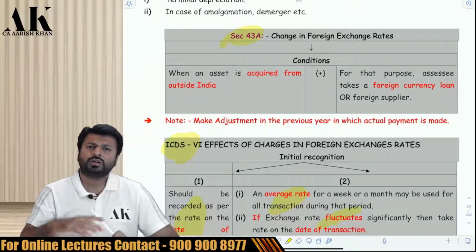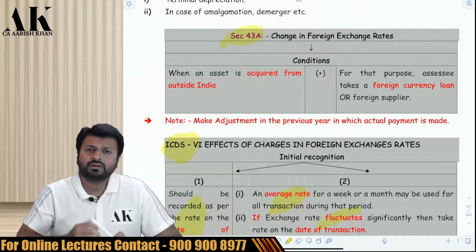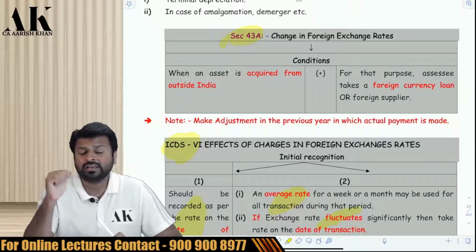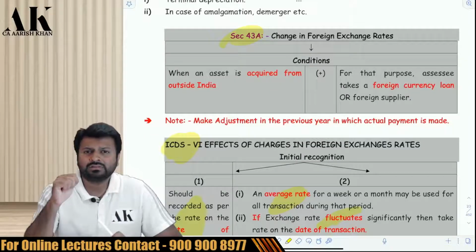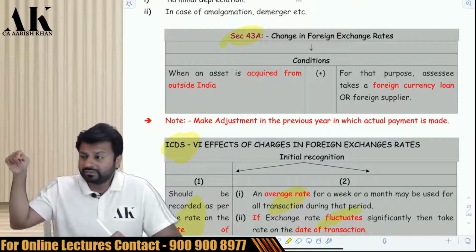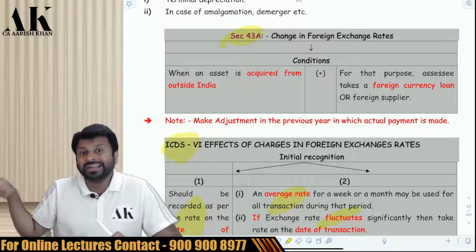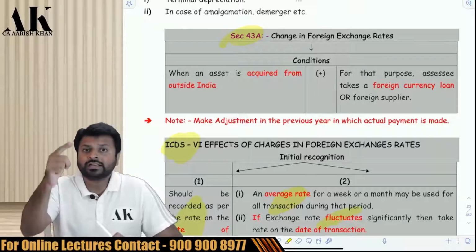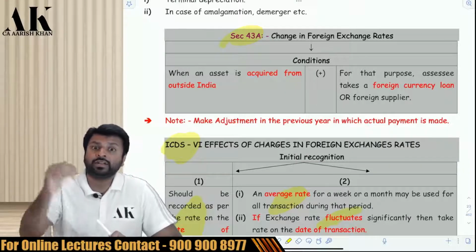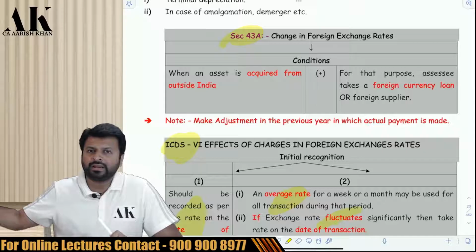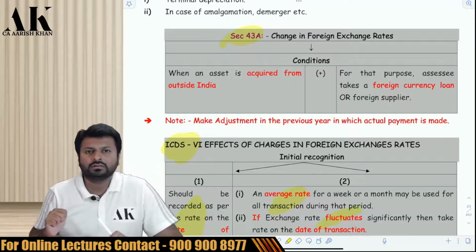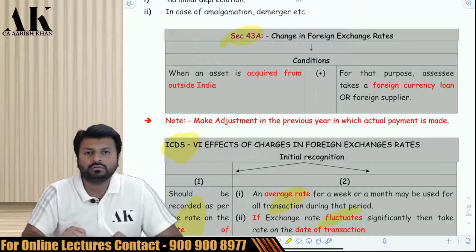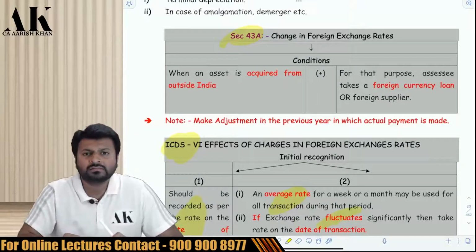Now the question is, what about other foreign currency gains and losses? What if I buy some goods in foreign currency and there is a gain or loss? What if I buy a property or an asset from India, and then there is a foreign currency loan? That cannot get covered in 43A, because 43A talks about importing an asset. What if I buy an asset from Tamil Nadu, Chennai, or for that matter from Thiruvananthapuram, and I have a foreign currency loan?